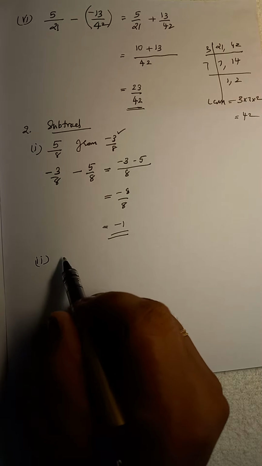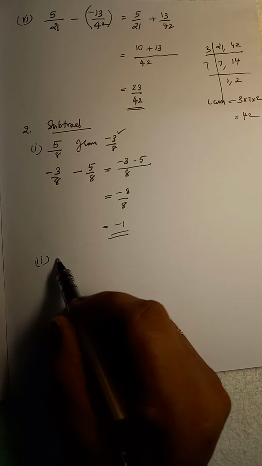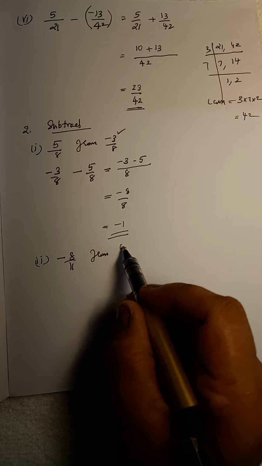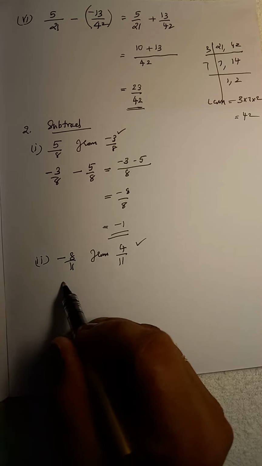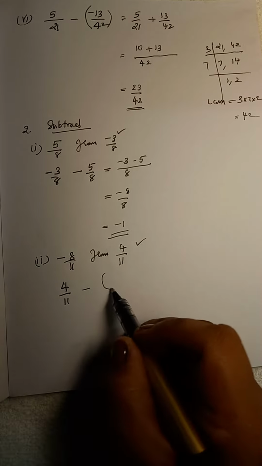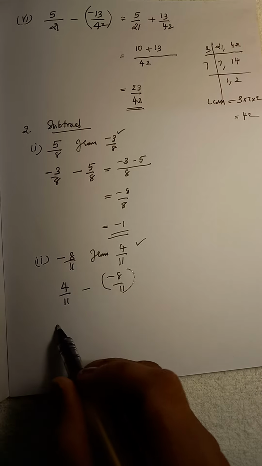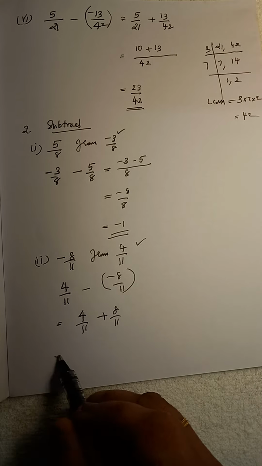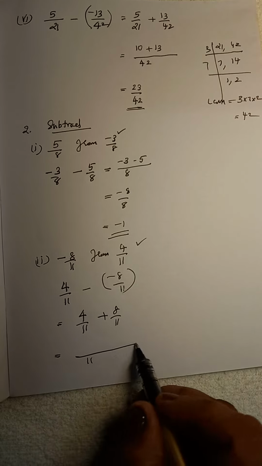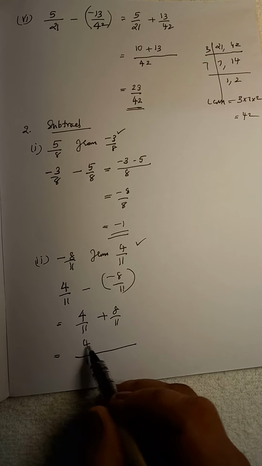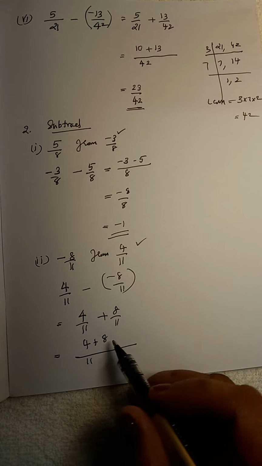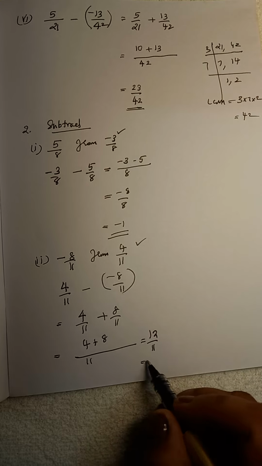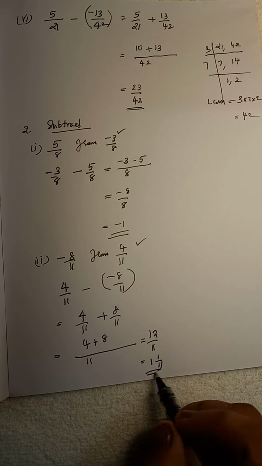Now the second question is subtract minus 8 by 11 from 4 by 11. So we have to write this at first. So 4 by 11 minus minus 8 by 11. So this is equal to 4 by 11 plus 8 by 11. So here the LCM is 11, that is common denominator. Just add 4 plus 8 like that. So this is equal to 12 by 11. That is 1 and 1 by 11 is the answer.